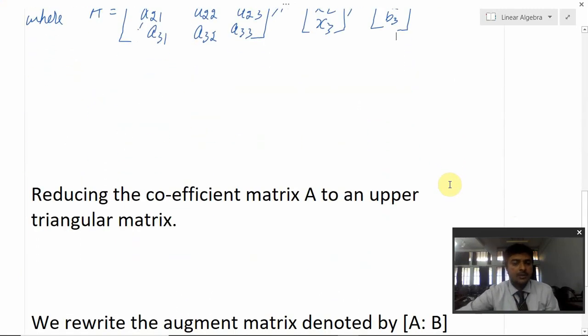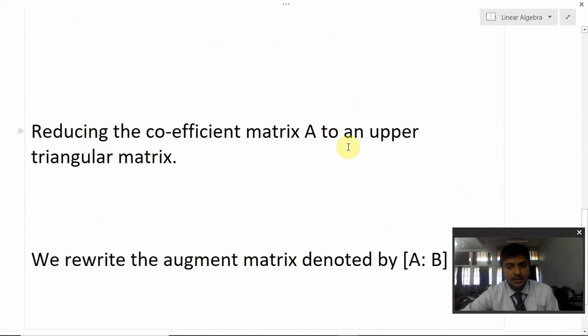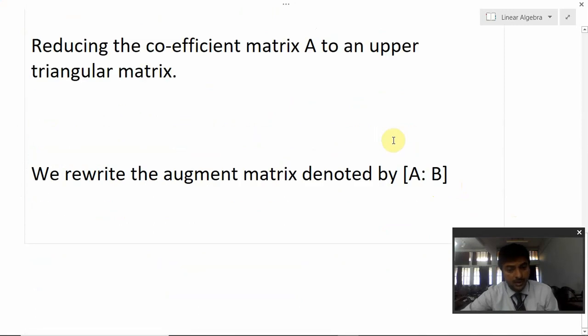Okay, reducing the coefficient matrix A to an upper triangular matrix. So we rewrite the augmented matrix, denoted by A dot B. So we have to write the augmented matrix. So what is an augmented matrix? It is just a combination of A and B.